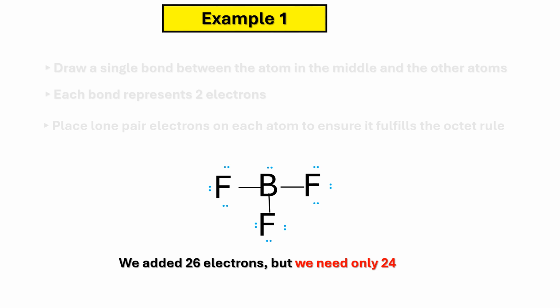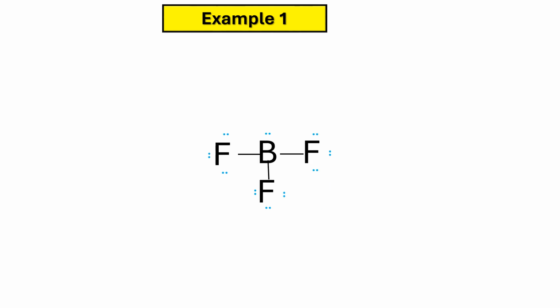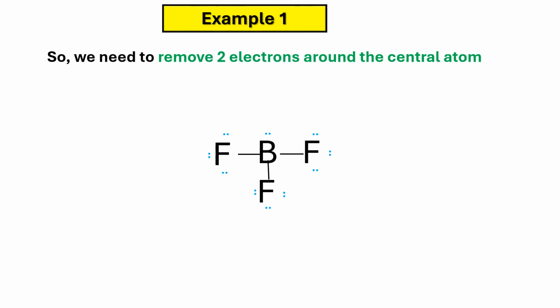However, we added a total of 26 electrons, but we needed only 24. So we have 2 electrons too many. So we need to remove 2 electrons around the central atom. So we're going to remove 2 electrons around the boron.